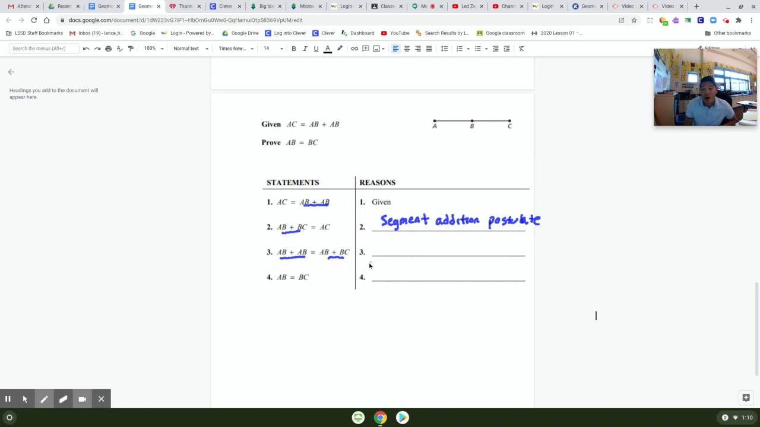If you figured it out, in this case it's acceptable that you write 2 different reasons. One reason you can give is substitution, because the length of AC is equal to the length of AB plus the length of AB, so if you substitute AB plus AB in here, you get AB plus AB equals AB plus BC. So substitution could be correct. I spelled that wrong, let me go back and erase it. But that's the reason for statement number 3, substitution.